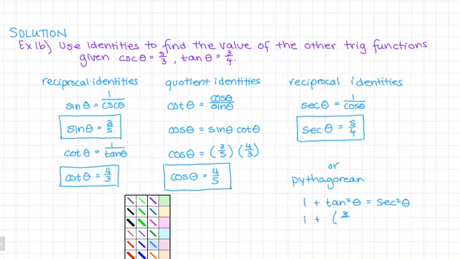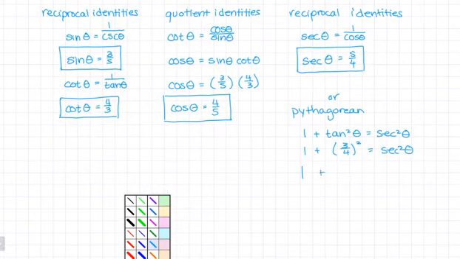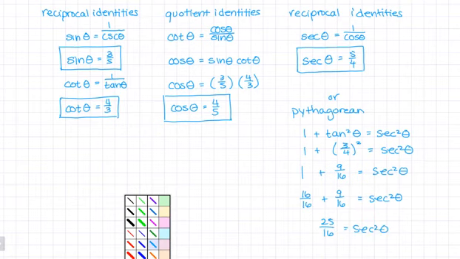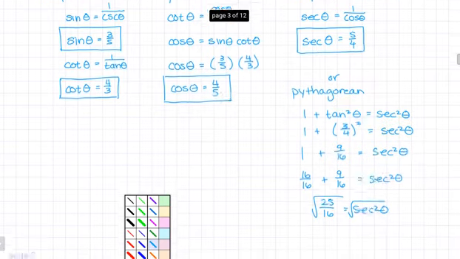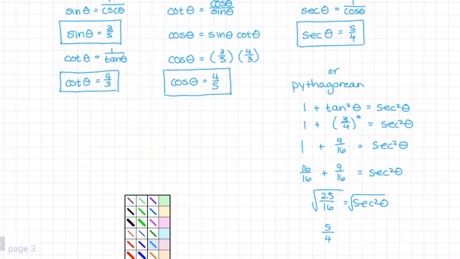So we could. There it is, 3/4. So 1 plus (3/4) squared equals secant squared theta. And (3/4) squared would be 9/16. To add these, I need a common denominator, so I'm going to rewrite the 1 as 16/16. So then I get 25/16. And then I take the square root, and I get 5/4 is secant theta.